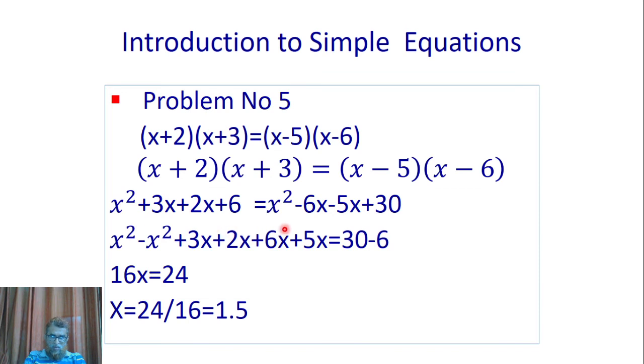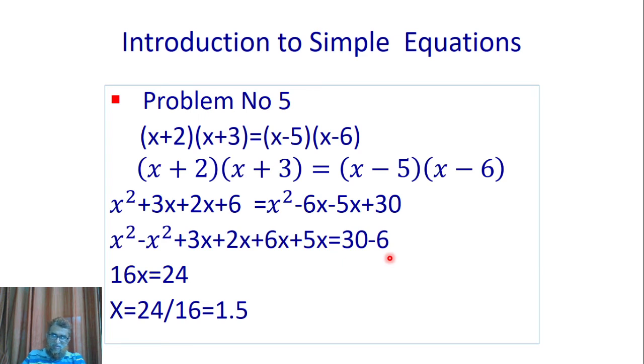Now we will put all the values with x on one side, without x on the other side. This x square will move from right side to left side, becomes x square minus x square, then 3x as it is, 2x as it is, then this minus 6x we move to the other side, it becomes plus 6x, this minus 5x will move to the other side, it becomes plus 5x. Now here we have one value 6, here we have 30.